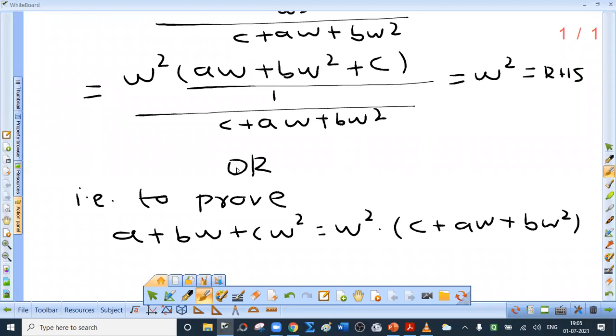See, there are many methods. Now another method can be, see, we have to prove what? a plus b omega plus c omega square upon c plus a omega plus b omega square equals omega square. That is to prove, cross multiply. Now consider RHS. Open the bracket. Omega square c is present. Omega square into a omega cube, omega cube is 1, so just a is present. Omega raised to 4 is omega. Why? Omega raised to 4 is omega cube, which is 1, into omega. So b omega, yes, that is also present. Right? So this is another method.